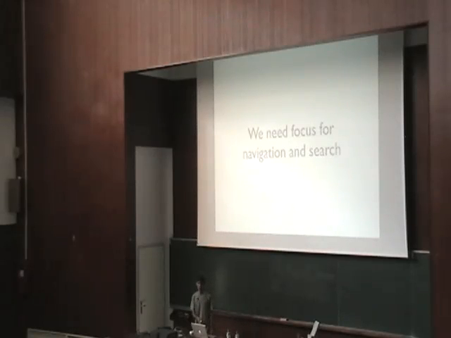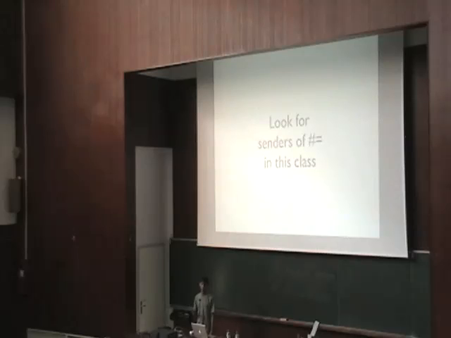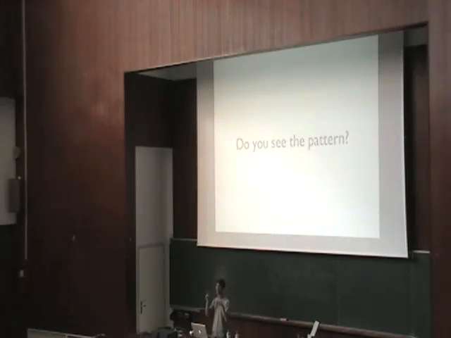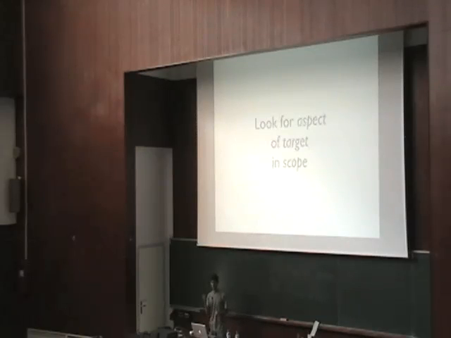Let's consider, for example, these sentences. I want to look for senders of equal in this class. And this one, look for implementers of new in package. Look for class definition of String system wide. Or look for the methods of Collection in its class hierarchy. I think you begin to see the pattern, right? I think that we can sum it up as: look for aspect of target in scope.